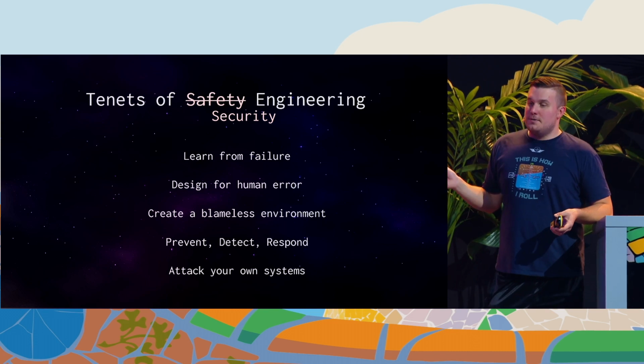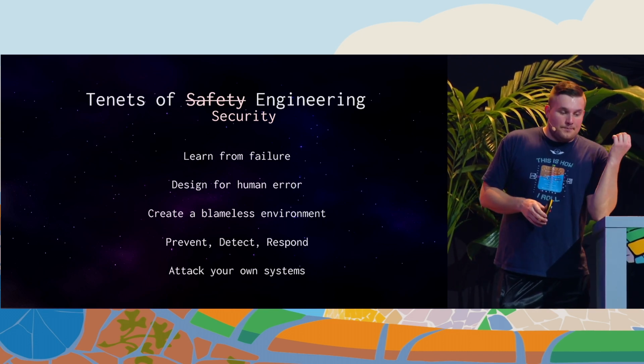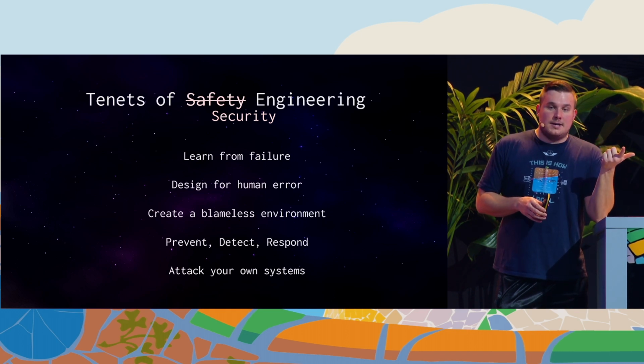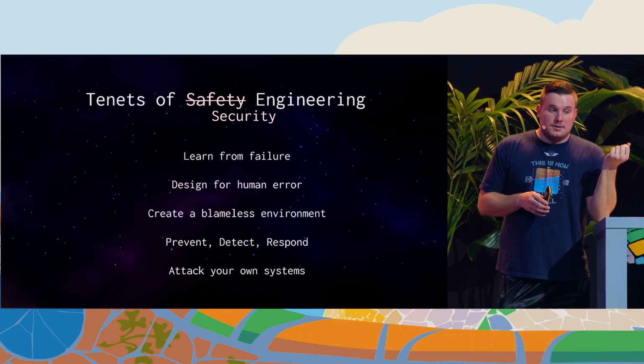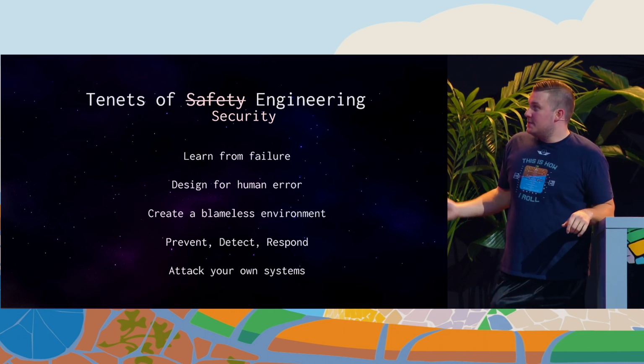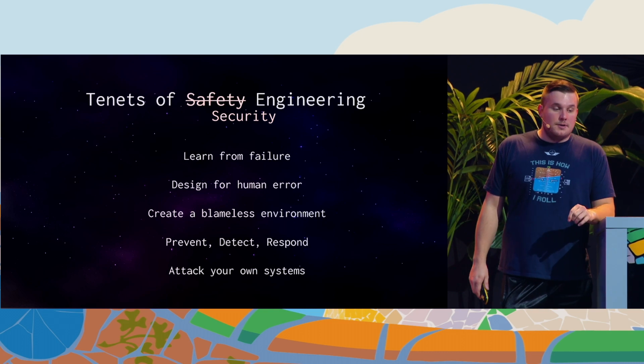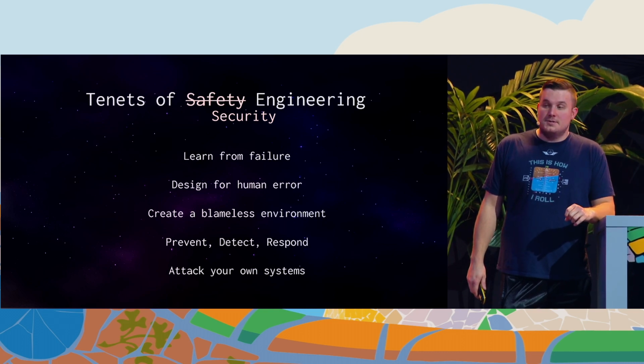Prevent, detect, and respond. Prevent bugs as best as you can. Know that attacks will get through anyways, so you need to detect them, and have a system for responding to attacks when they happen. And finally, attack your own systems. You want to find those bugs before the attackers do. And that's the basics of security engineering, and if you follow these things, you should be well on your way to preventing most attacks.